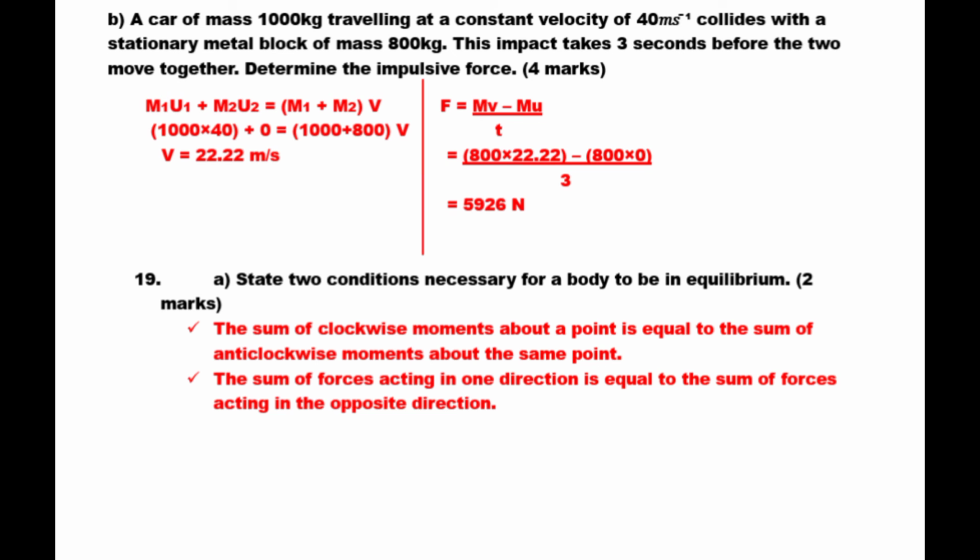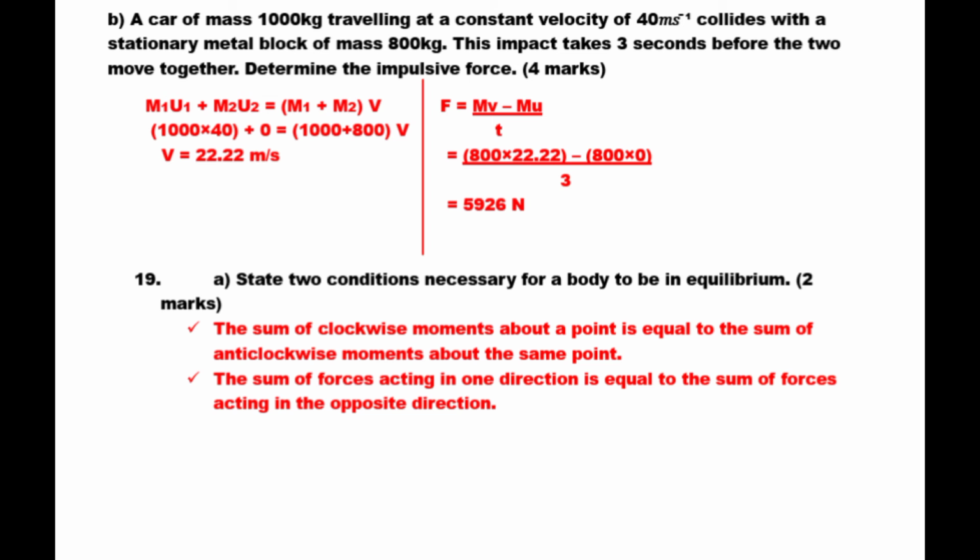M1U1 is the initial momentum of the car. M2U2 is the initial momentum of the block, which is initially stationary. That's why initial momentum is 0. Then we have total mass times the common velocity, and that gives us a final velocity of 22.22 meters per second.